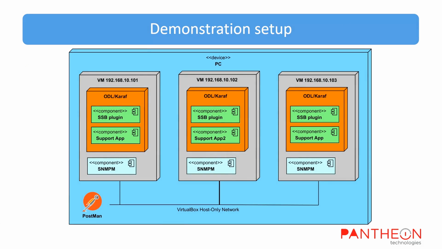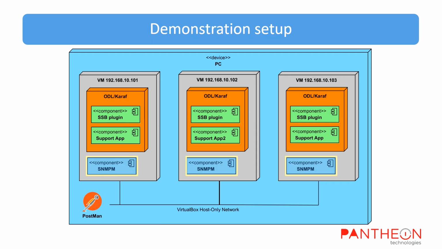The deployment diagram shows our demonstration setup. For us, there are mostly three components. The first one is the SNMP Southbound plugin itself, which we are going to test. Another one is the support application. The support application is used to retrieve various status information and also to set up devices in topology SNMP. And the last one is SNMPM. SNMPM is a mocked SNMP router, which can mock thousands of these routers.